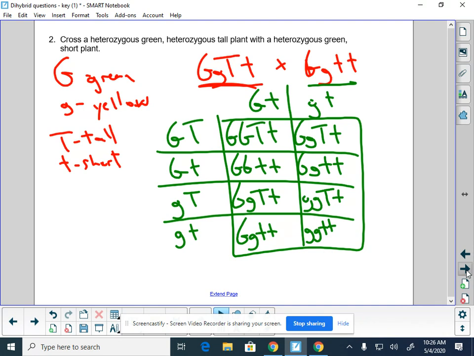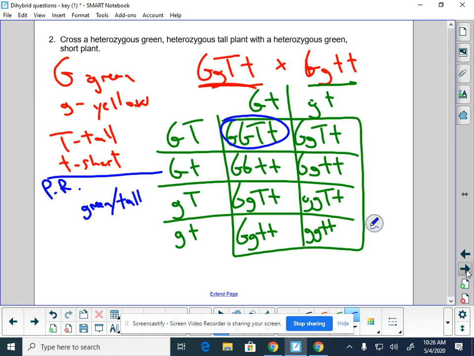And next we have to do, of course, is the phenotypic ratio. This one's a little bit more complicated. So I'll go over here. Phenotypic ratio. The way I would do it when your boxes get a little bit bigger is just take it one box at a time. So I'll look at the first one. This individual is going to be green and tall.